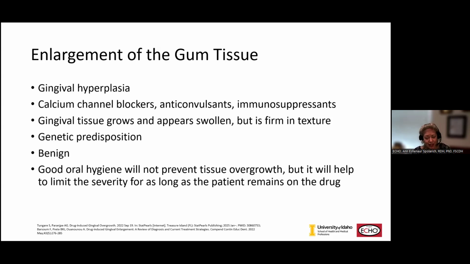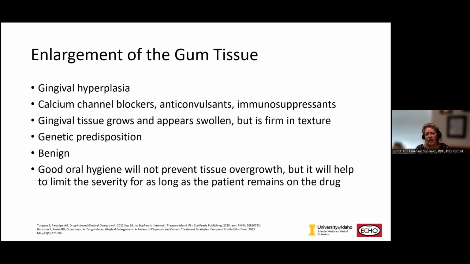And many years ago, I was involved in some of the early studies with nifedipine and cyclosporin, looking at this manifestation in our patients. It is a benign condition, although it can be severe enough where it will overgrow the occlusal and incisive edges of the teeth, and then people are biting on their tissue. We have to surgically resect it. But I want to point out how important it is to know that if you have the gene and you're taking the drug, you will respond in this way. And it won't stop until you discontinue the drug. But what we do know is that good oral hygiene, while it won't prevent the overgrowth, will help to limit the severity for as long as the patient remains on the drug.